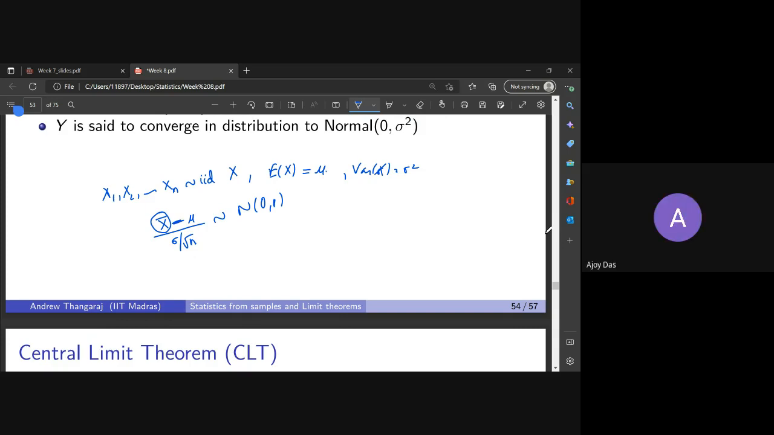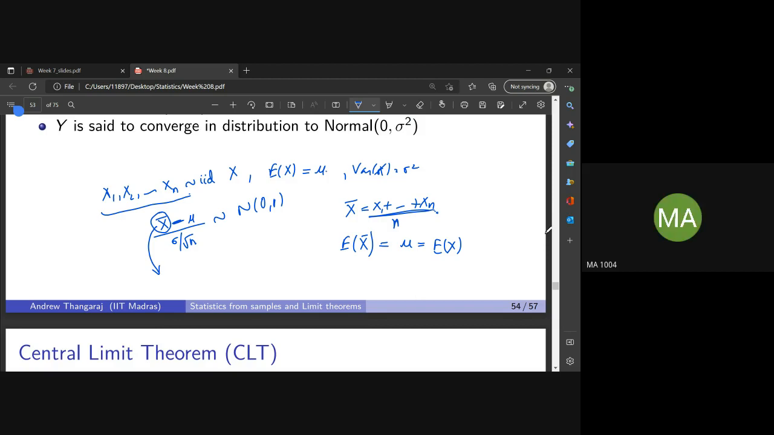Both are not mu. The expected value of x bar is mu. We are writing X1, X2, up to Xn as IID, so mu is the population mean, while X1 plus X2 plus up to Xn divided by n comes from a sample. This is the sample mean, and if you take its expected value, it comes out to be the expected value of x. They are different. Earlier we used expectation of x equals mu.